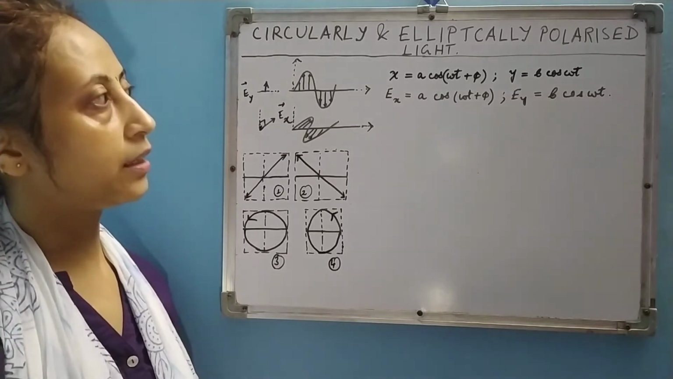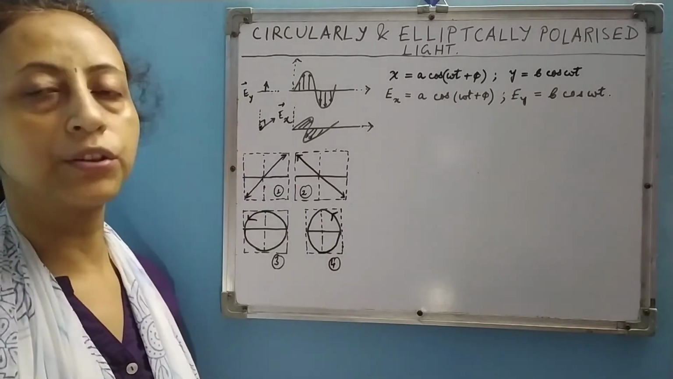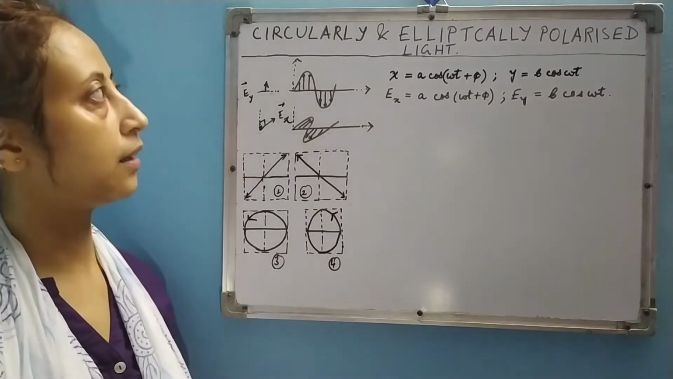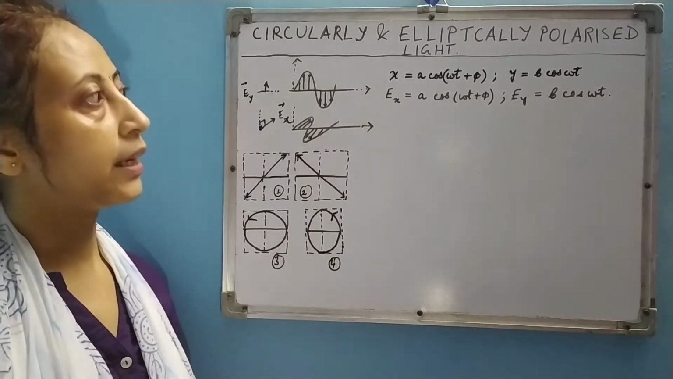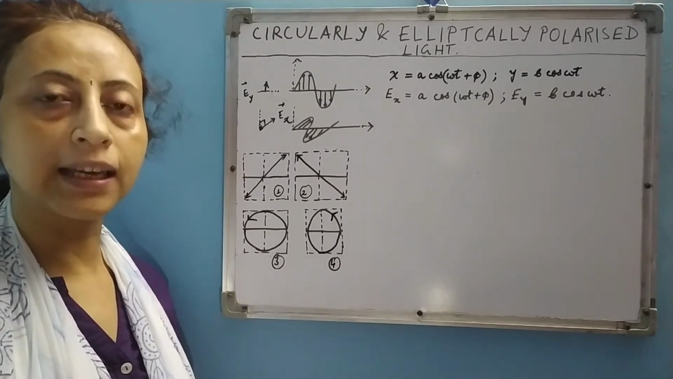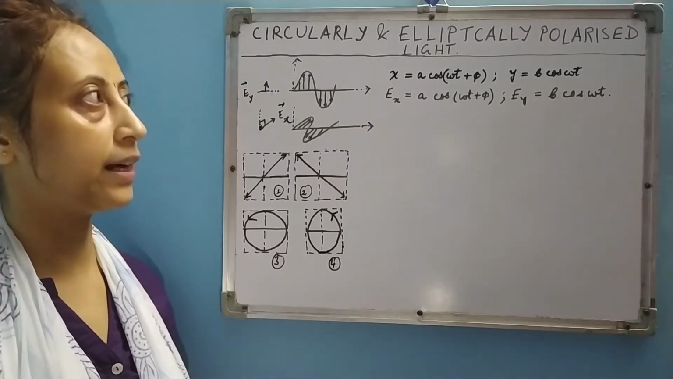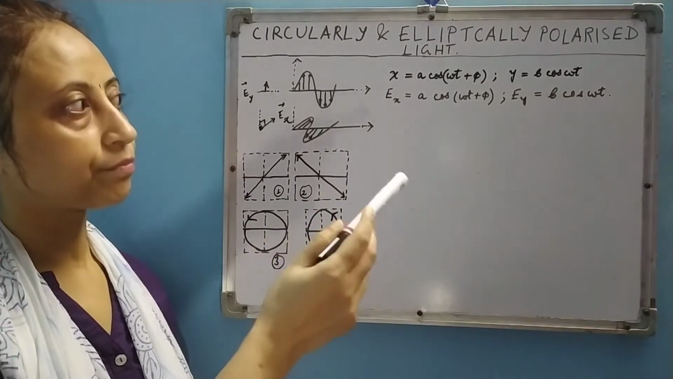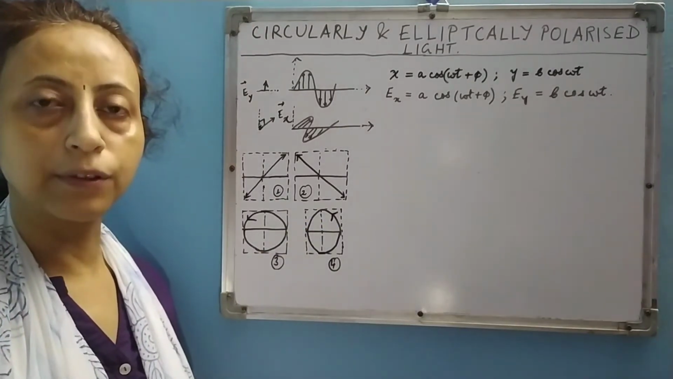Sometimes the superposition of these two vibrations will give us again plane polarized light, and sometimes it will create circularly polarized light and sometimes elliptically polarized light. So let us understand that from the mathematical derivation.